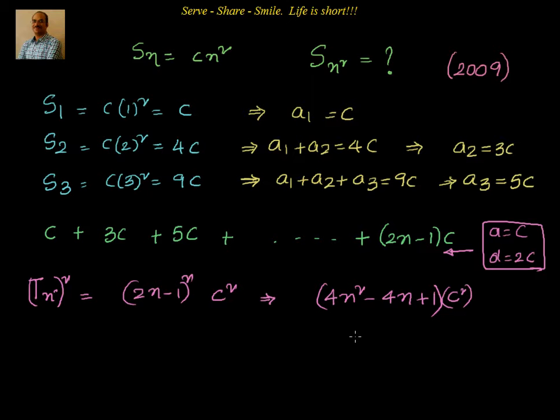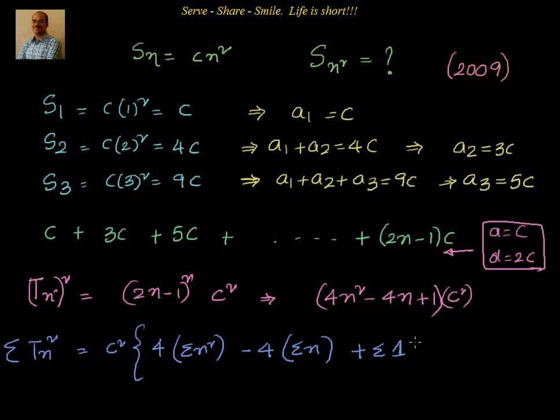Now you want sigma of that, right? Because you want the sum of all of them. So can I write down sigma of t of n square is equal to, I have to apply sigma on this. I'll take c square out. I will write down 4 into sigma n square, because I have to add all the terms. Then minus 4 sigma n plus sigma of 1. So I hope this is clear.